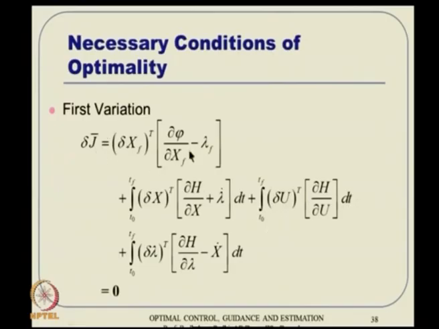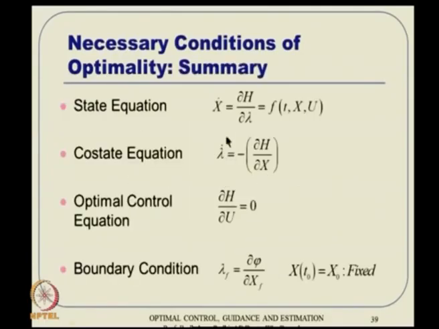The first variation turns out to be of this form, and then invoking the fundamental lemma of the calculus of variations, all the coefficients need to be 0, which gave us a bunch of conditions: the state equation, co-state equation, optimal control equation, and boundary conditions. The state equation is x dot equals f of t, x, u, the co-state equation is lambda dot equals minus del H by del x, and the optimal control equation is del H by del u equals 0, and the boundary conditions are of this form.